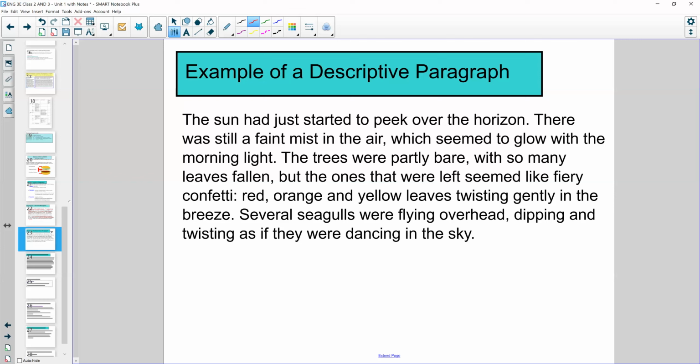So I'm not really telling you a story. I'm just trying to describe a picture here. The sun is up. There's mist in the air. It's making everything kind of glow. The trees are bare, but they also have leaves on them. The leaves look like confetti. They're twisting in the breeze. Seagulls are flying. They're dipping. Looks like they're dancing. Again, I'm not really telling you a story. There's no characters. There's no plot. Nothing's really happening. It's just the description.